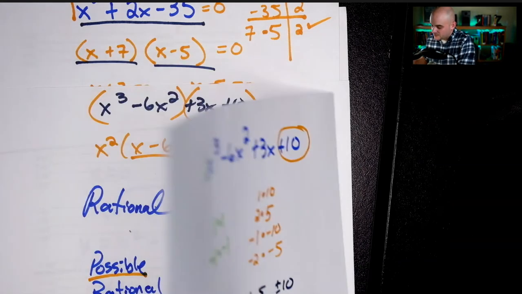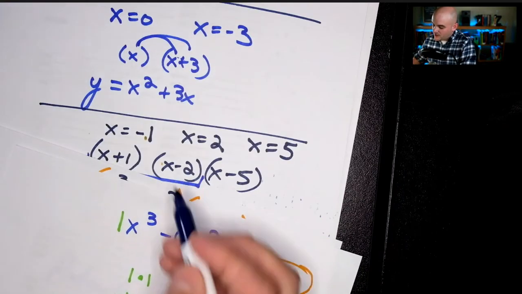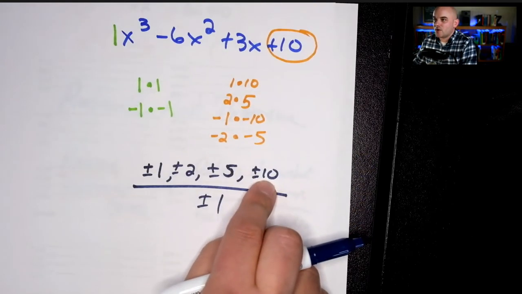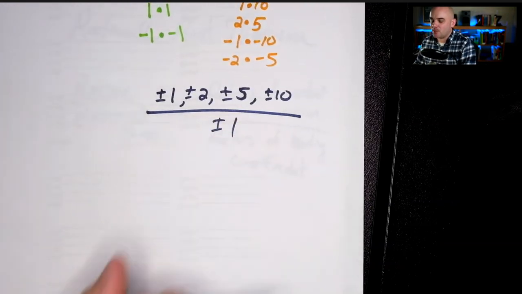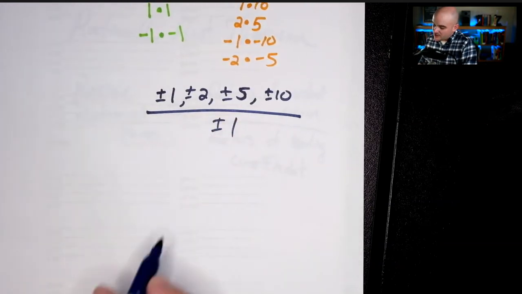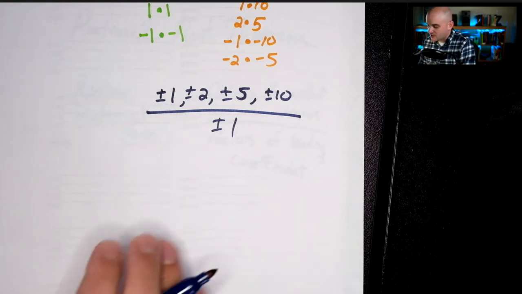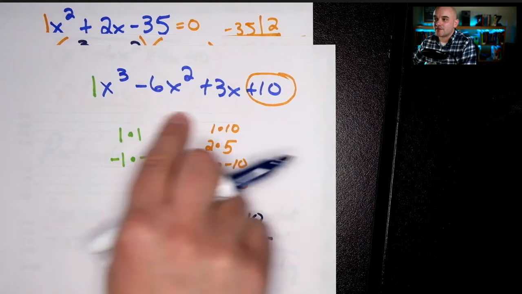Now, we know the answer because we came up with the actual equation, didn't we? We know the answer is negative 1, 2, and 5. Notice that 10 is not one of them. But that's why it's called possible rational roots. It helps you narrow it down. So how does this help us? Well, now we can say, let's start with 1. What if 1 was a factor? Well, if 1's a factor, then it will divide evenly into that function.